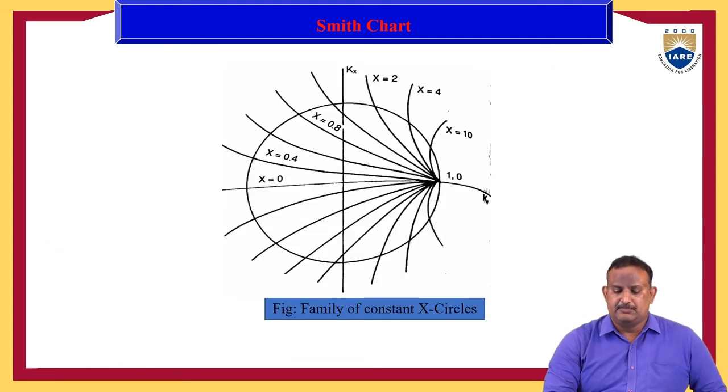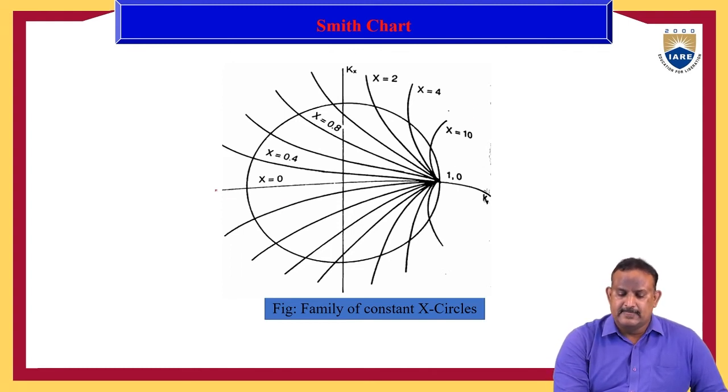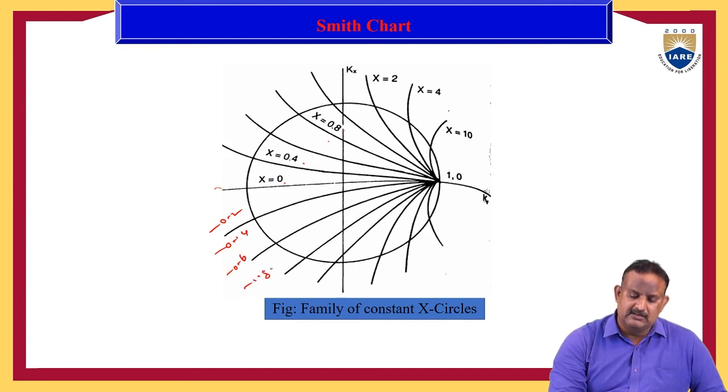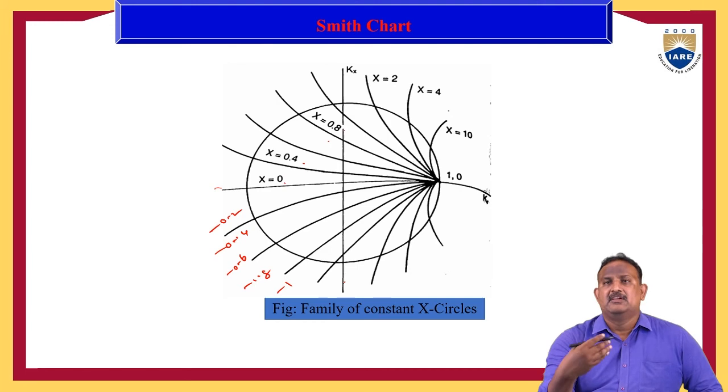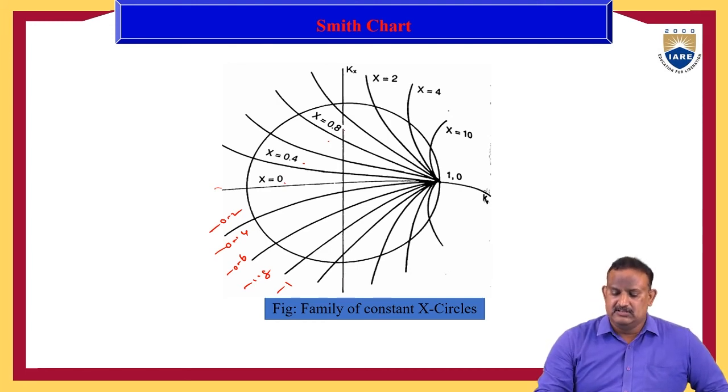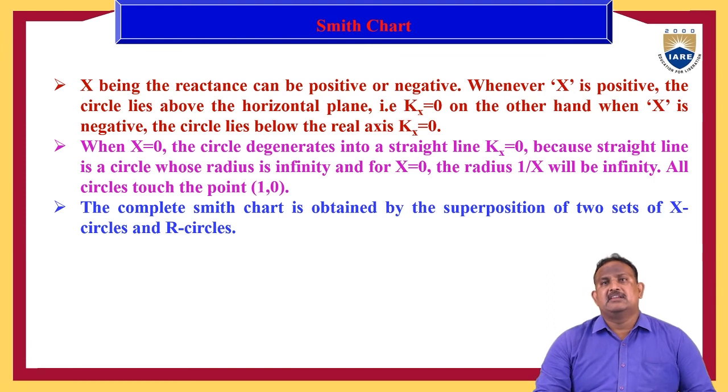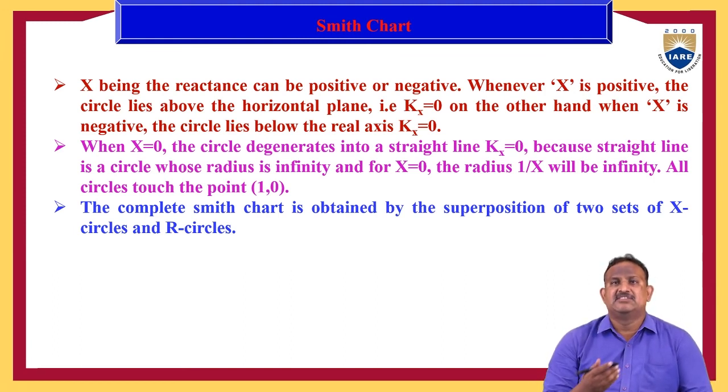The x circles can be represented like this. So these are the x circles. Along the positive x axis, x equal to 0, 0.4, 0.6, 0.8, 1 like that. Along the negative x axis, it is minus 0.2, minus 0.4, minus 0.6, minus 0.8, minus 1 like that. So you can represent both positive and negative values on the reactance circle. Here x, being the reactance, can be positive or negative. Whenever x is positive, the circle lies above the horizontal axis, that is kx equal to 0. On the other hand, when x is negative, the circle lies below the real axis.